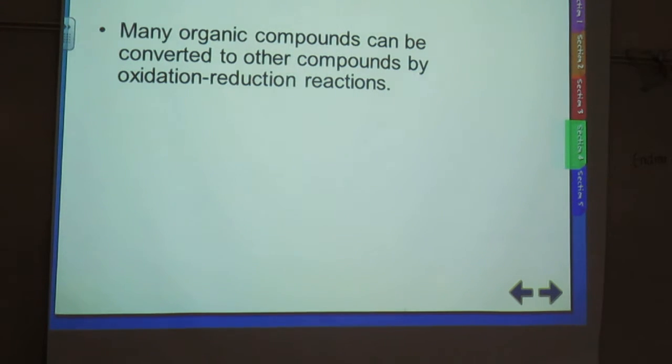Many organic compounds can be converted to other compounds using oxidation and reduction reactions. So when scientists are making different medicines, working in the lab, making products is not as instantaneous as it may seem in chemistry class. There are a lot of times where scientists have to go through a multiple step reaction to change things in order to get the final product. There's not just mix this, and you get your answer.